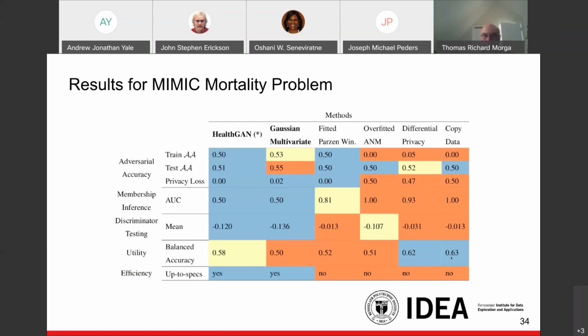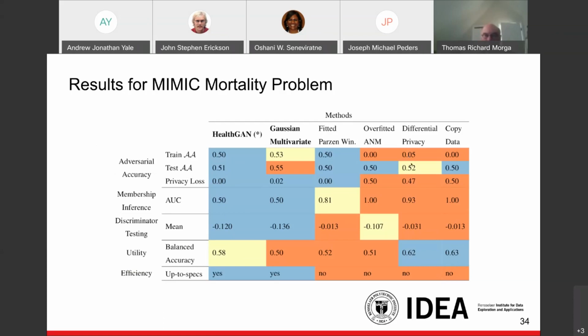And then finally, for the utility, we use balanced accuracy to measure that 48-hour mortality, and it achieved the best value, which makes sense again because it is the training data itself. But in terms of efficiency, it is not up to our specifications because we can't export the actual training data.